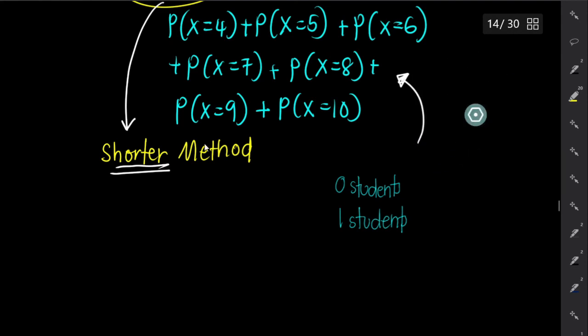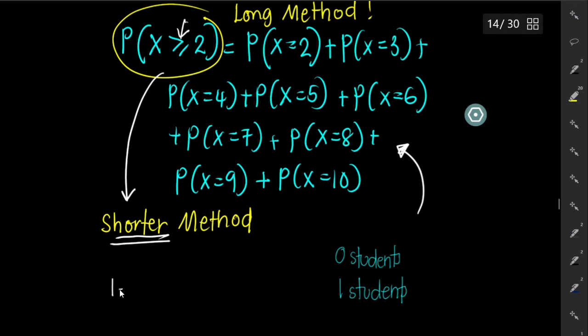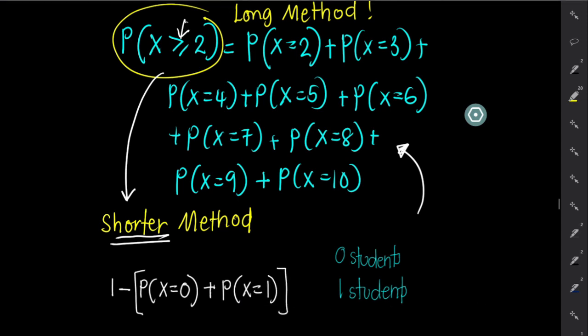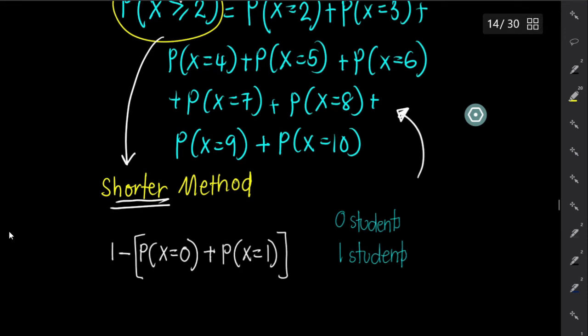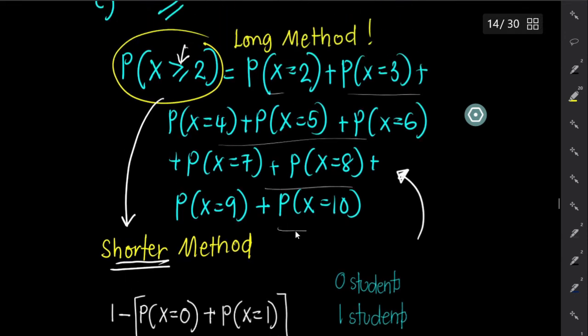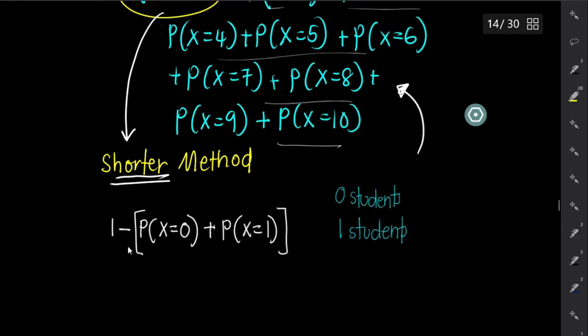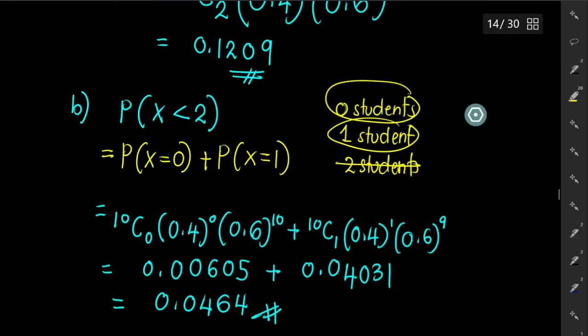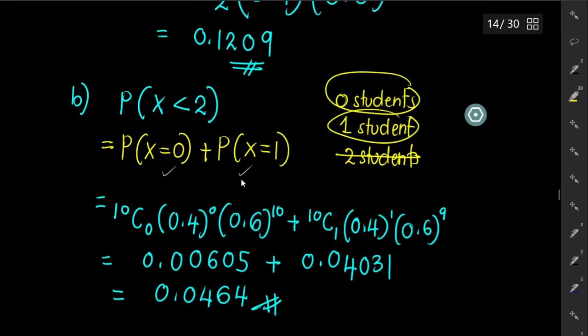So what we do is we take 1 minus the probability of x equals to 0, that means 0 students, and the probability of x equals to 1 student. So that will be a shorter method for us to calculate. So instead of doing this long way here, one by one, we take 1 minus. Why 1? Because entire probability distribution will always be 1. So from here we calculate 1 minus probability x 0. So you don't have to calculate back. Remember here just now we already find 0 and 1.